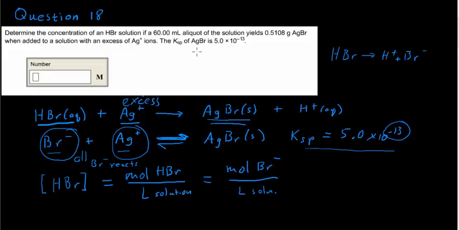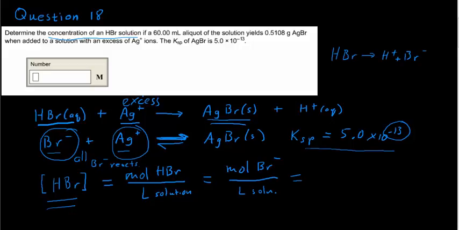So what are we looking for here? We're looking for the concentration of the HBr solution. Well, how would we find that? Well, that's equal to the moles of HBr divided by the total liters of that solution that we have. All right, so I've told you that we have one bromide in every HBr, so this is going to be the same as the moles of bromide divided by the liters of solution.